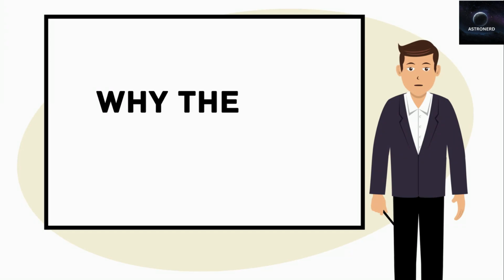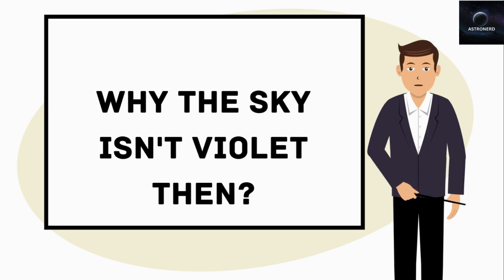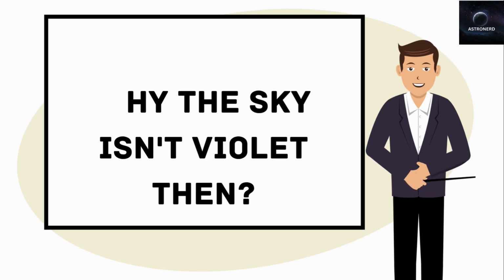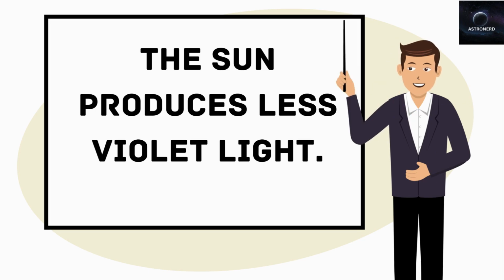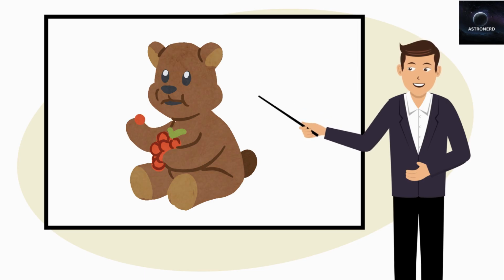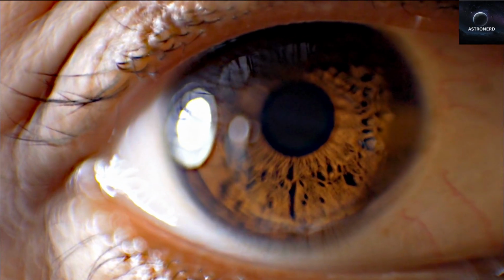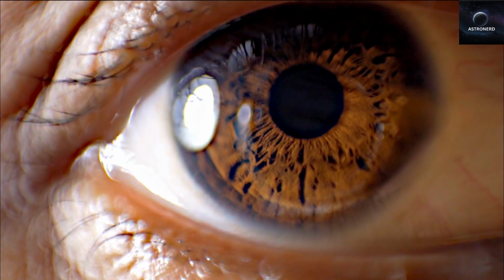You may notice a problem. Violet light has an even shorter wavelength than blue light. So, shouldn't the sky be violet? Not quite. The sun produces less violet light. Some violet light is absorbed high in the atmosphere, and our eyes are much more sensitive to blue than violet. So our brains interpret the scattered light as blue.